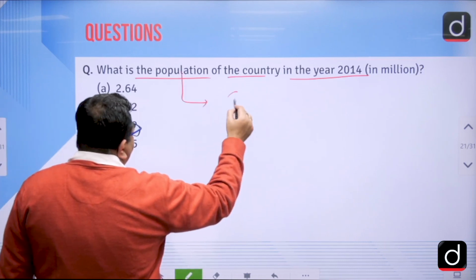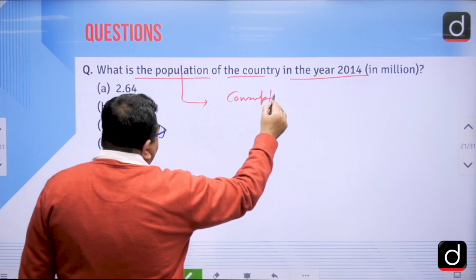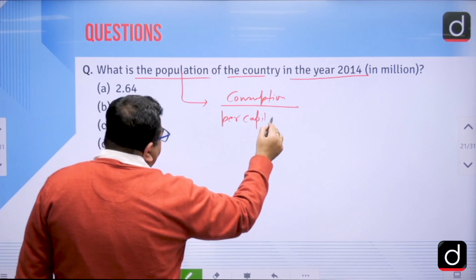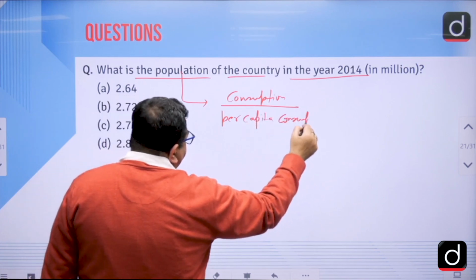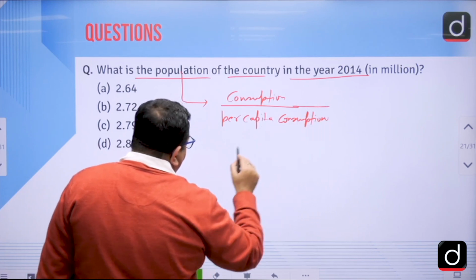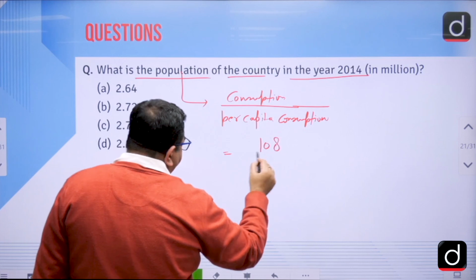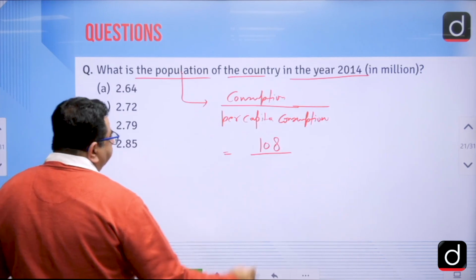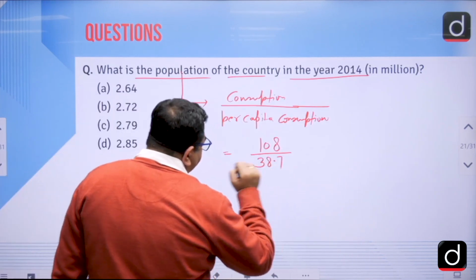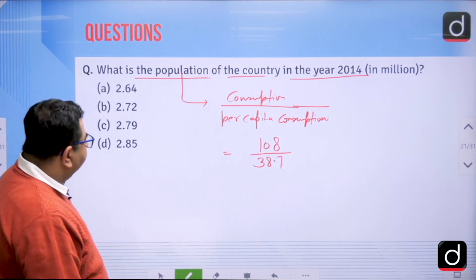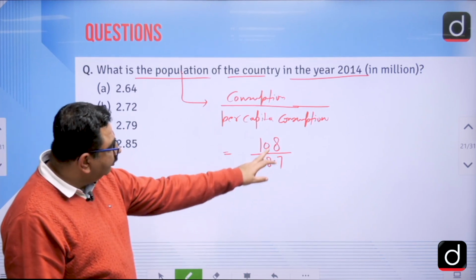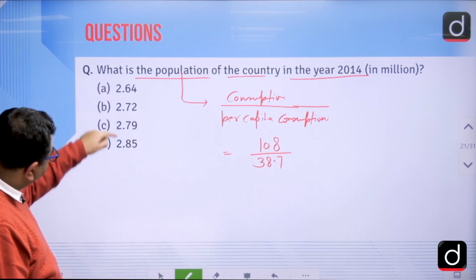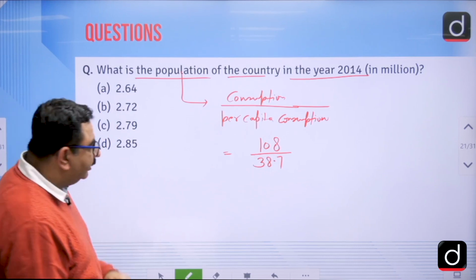Population is equal to consumption divided by per capita consumption. Now we can see consumption was 108 million and per capita consumption was 38.7. So this we have to find. Obviously my answer will be 2 point something. It is close to 3, right? But you can see all the options are close to 3. So we have to calculate it properly.